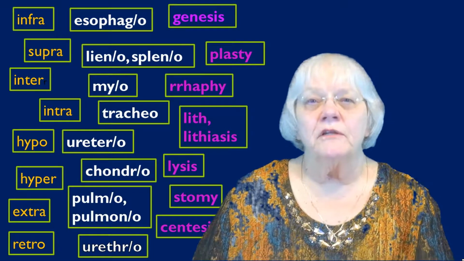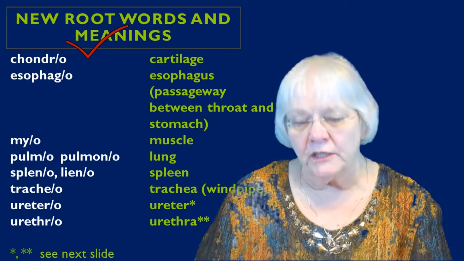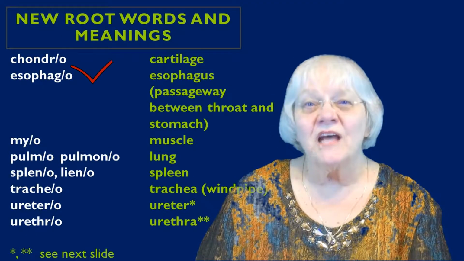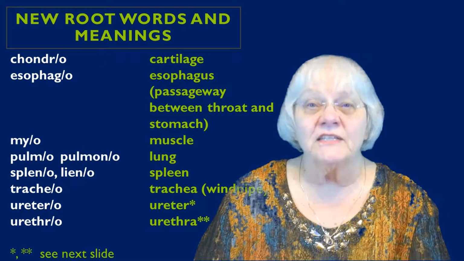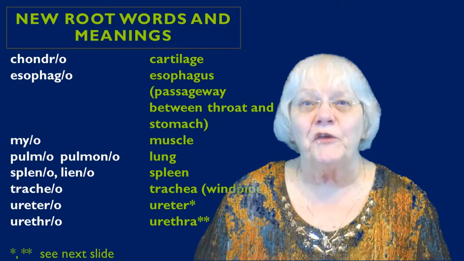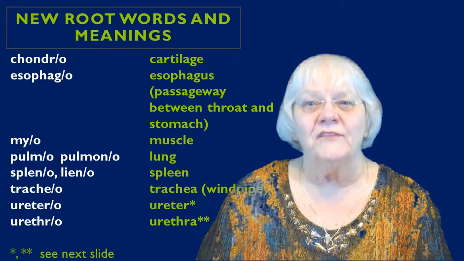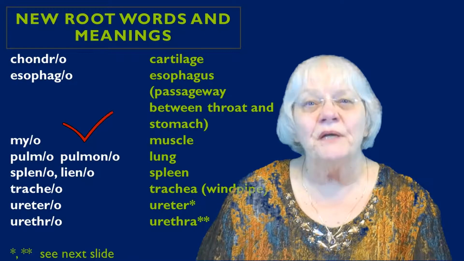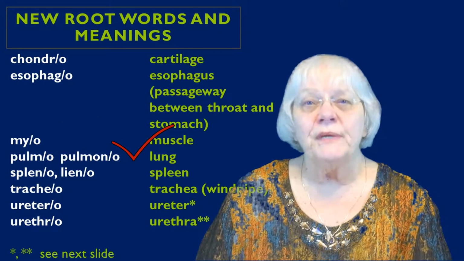Today we have the 8 new root words. We have chondro, which means cartilage. We have esophago, meaning the esophagus. If you know what the esophagus is, then you're saying thank you, because esophago is just esophagus with an O on the end of it. Myo means muscle. Pulmo or pulmono, both of those mean lung.